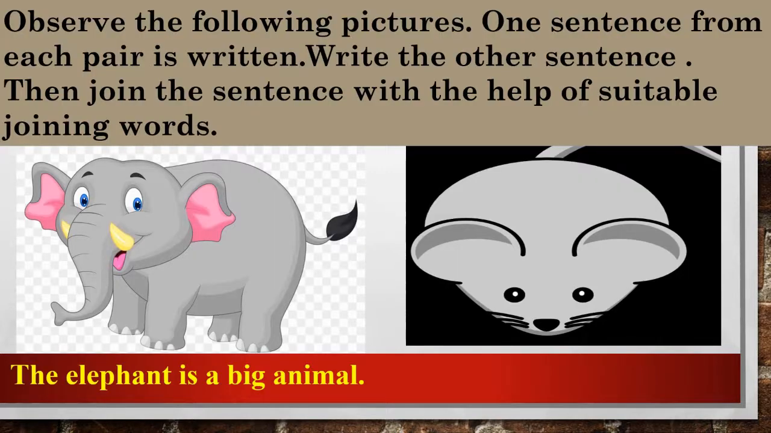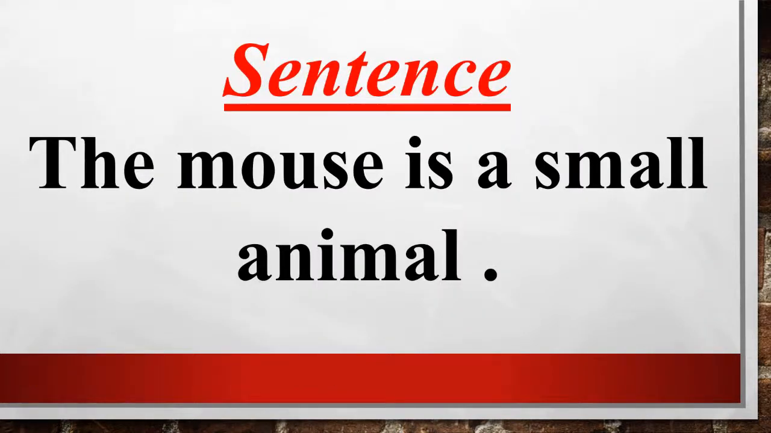Children, now observe the following pictures. One sentence from each pair is written. Write the other sentence. Then join the sentence with the help of suitable joining words. The first sentence is the elephant is a big animal. What is the other sentence? Let's find out. The other sentence is the mouse is a small animal.